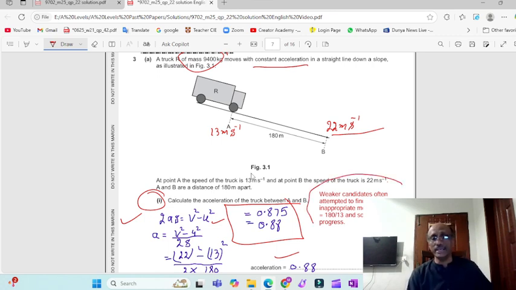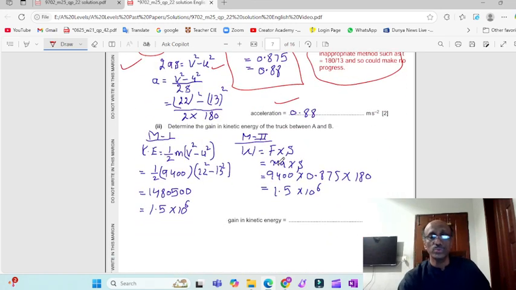Sometimes the weaker candidates calculate the time first and then substitute values. It will make your work very long, an inappropriate method. Because all the things are given, the time is not given. So what we will do, we will directly apply equation number 3, 2as equal to v square minus u square. After that, determine the gain in kinetic energy.